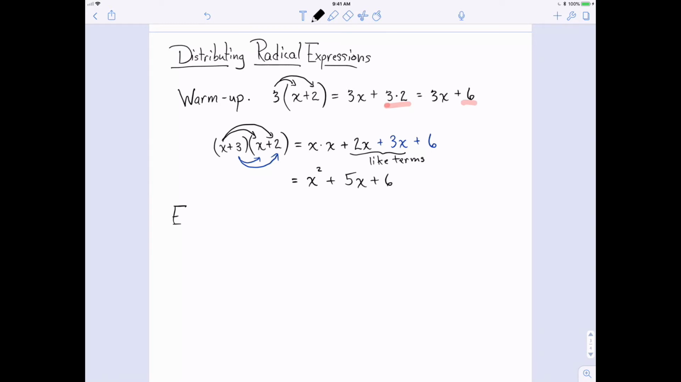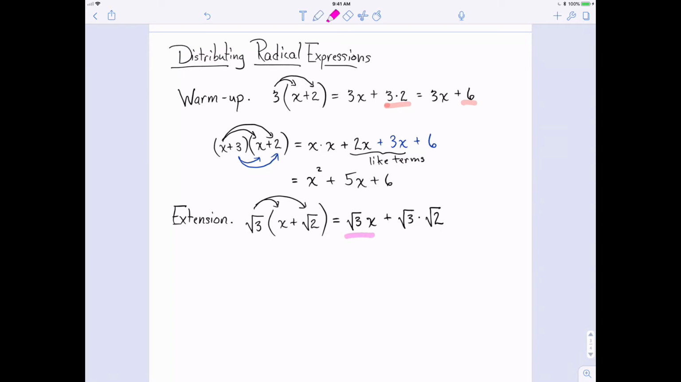Now, here we go. This is the extension to a new idea, and we're going to use what we've just reviewed. For example, let's try this. How about the square root of 3 times x plus the square root of 2? This problem actually serves a couple of good points. So let's begin exactly as we did before. We'll distribute the square root of 3 through the parentheses. So I'd write the square root of 3 times x plus the square root of 3 times the square root of 2.